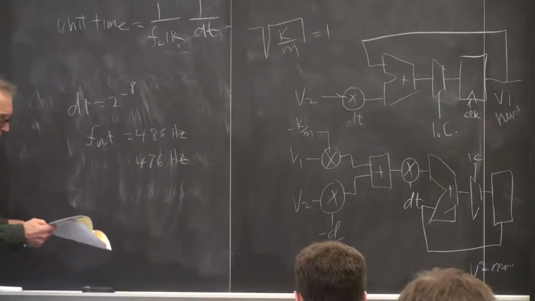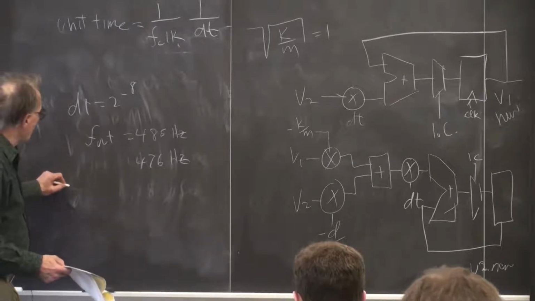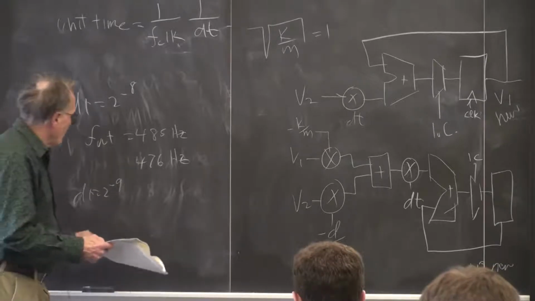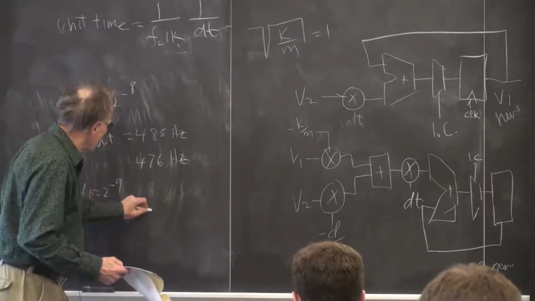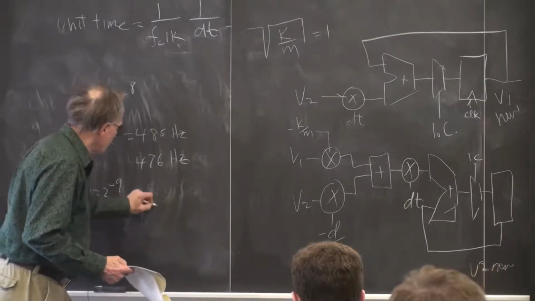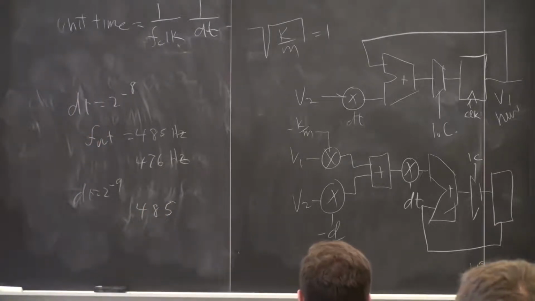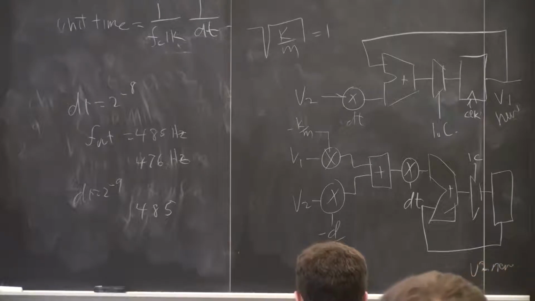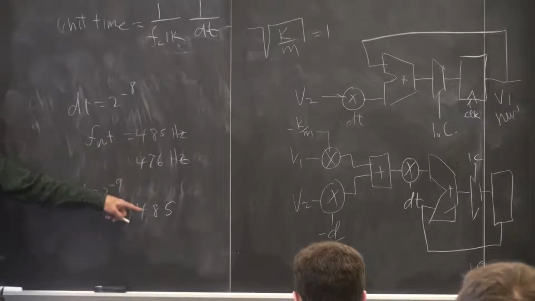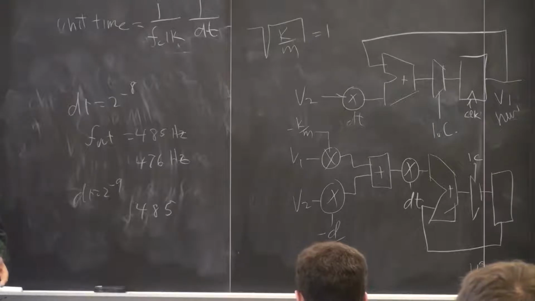If we went to 2 to the minus 9, the frequency I measured was 485. Now, the accuracy of the oscilloscope is about 3 places. So this might have been fortuitous, but it's probably good enough for what you're doing in this lab.